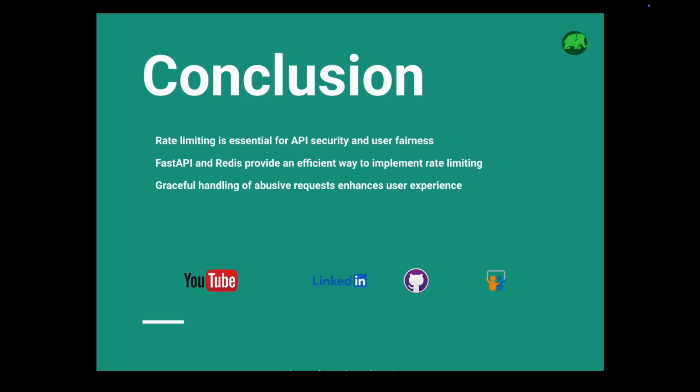To wrap up, rate limiting is a must-have for securing your APIs and ensuring fairness for your users. FastAPI and Redis make it easy to implement a powerful and efficient rate limiter.